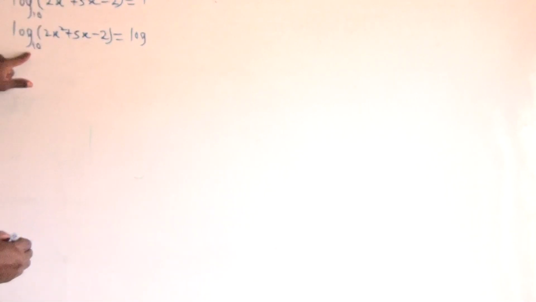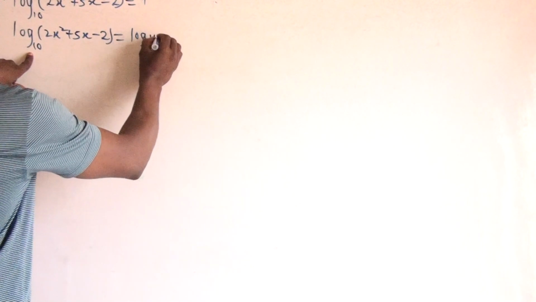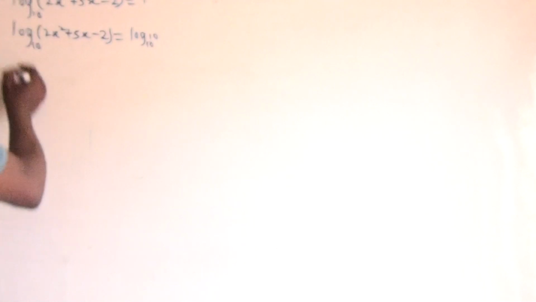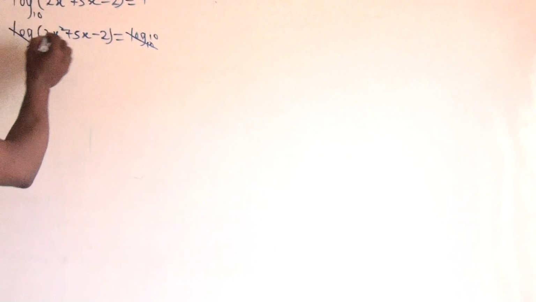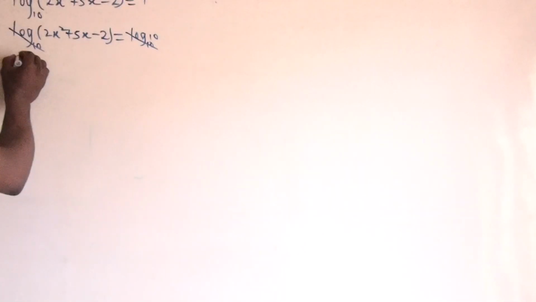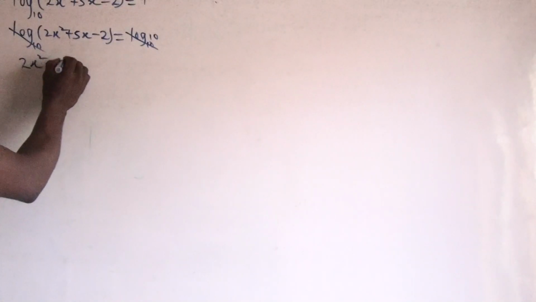Here we can also express, because this logarithm is to base 10, this also means log what? Log 10. And in that case this logarithm will divide both sides by log 10, and this equation becomes 2x squared plus 5x minus 2 equals 10.